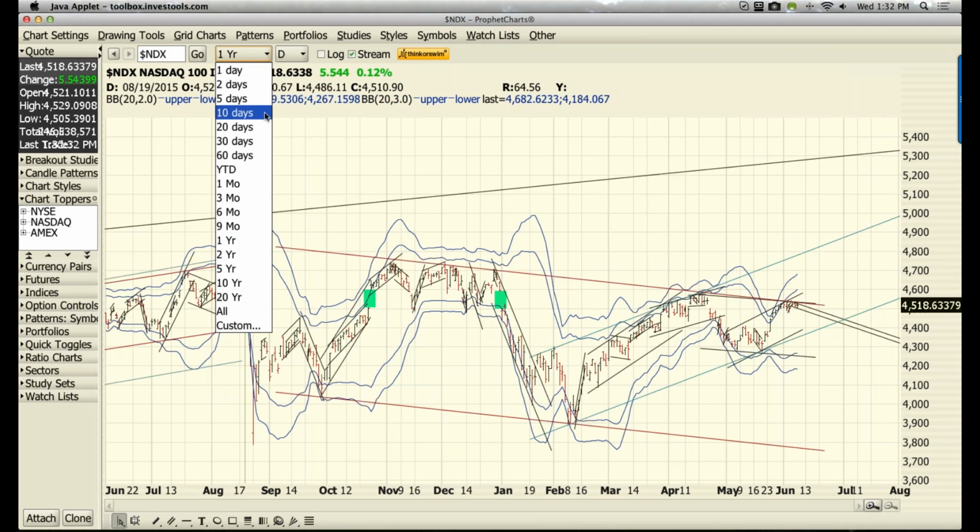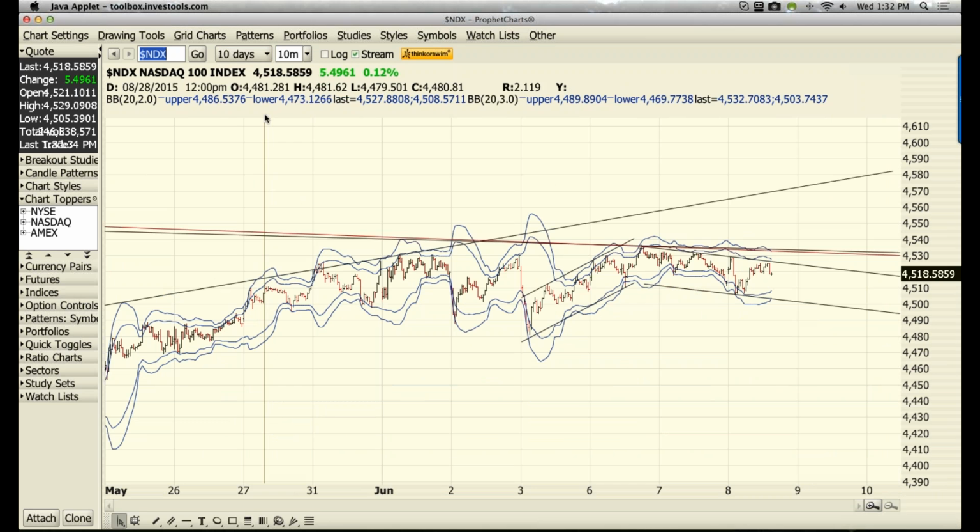So now I'm going to switch down to a 10-day, 10-minute view. And what I've started to see here is that when we hit that declining line of resistance on the 6th of June, which was just 2 days ago, since then, as we've cycled back higher, we have been establishing a series of lower highs. So this is all on 10-minute bars. This is a 10-day, 10-minute view.